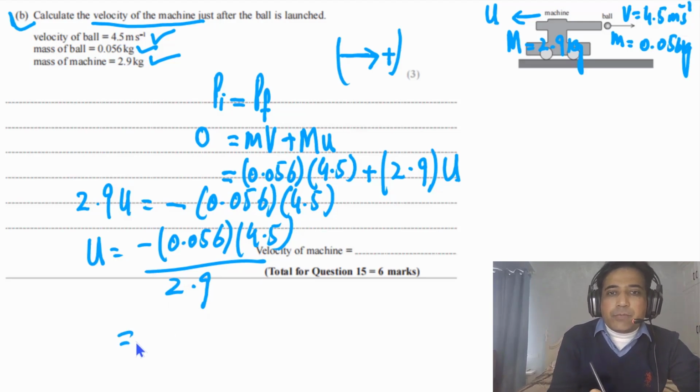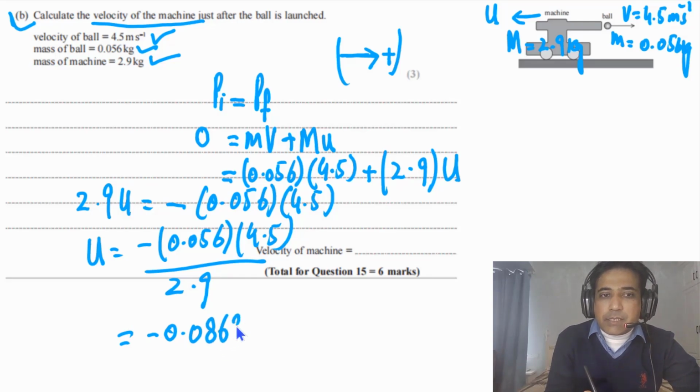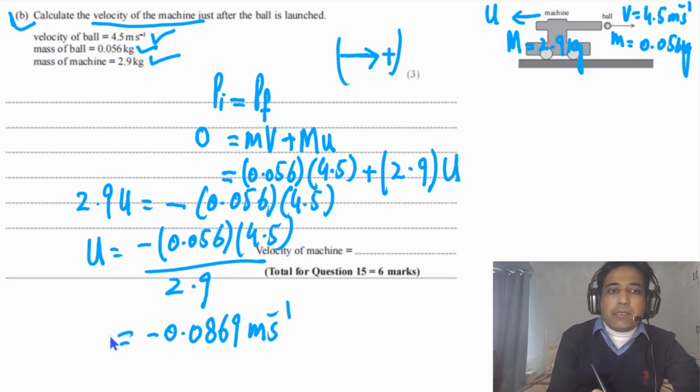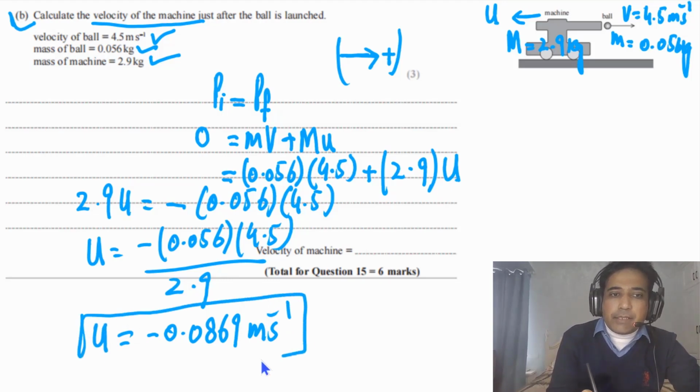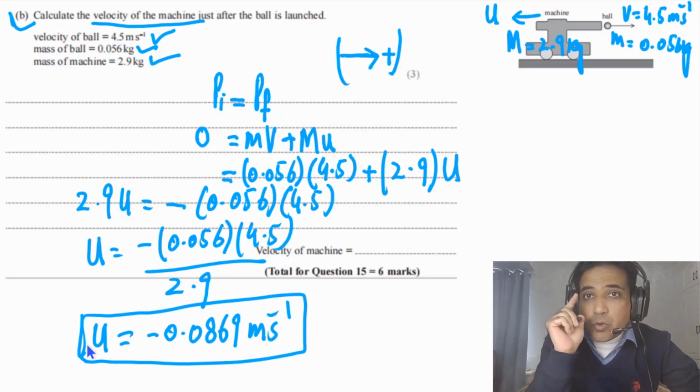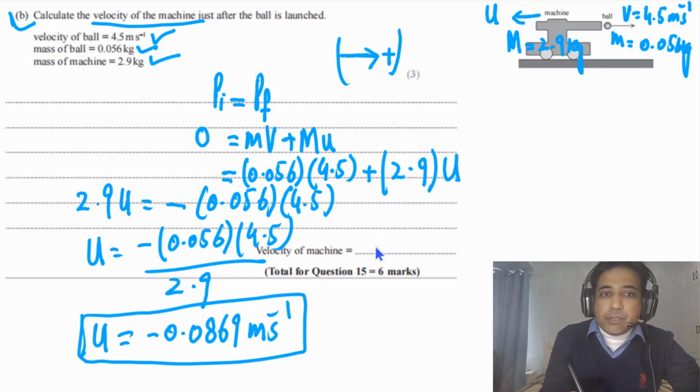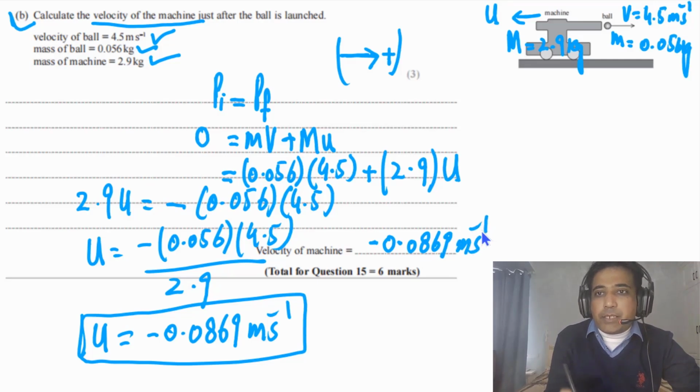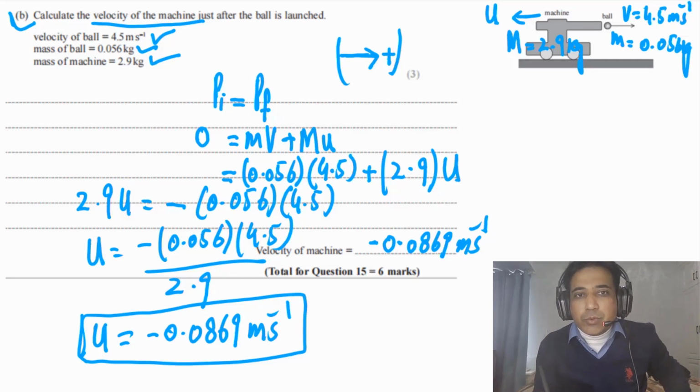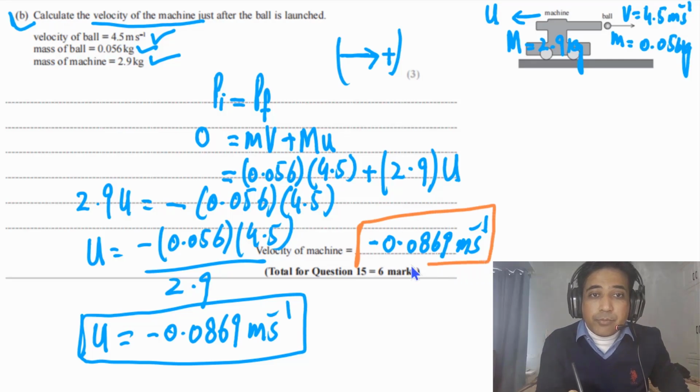If we solve this, we will get the value of u, which is negative 0.0869 meters per second. This negative sign simply tells us that the direction of velocity of the machine is opposite to the direction of velocity of the ball. That's the reason we got the negative sign here. So the final answer we can write is 0.0869 meters per second. If you got this right answer, you will get 3 marks for this question.